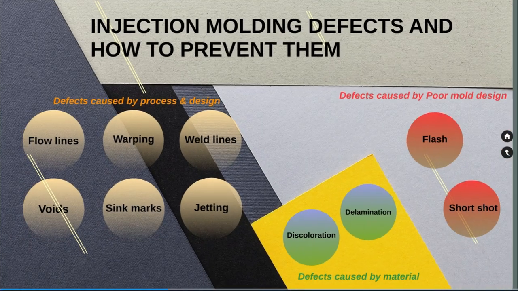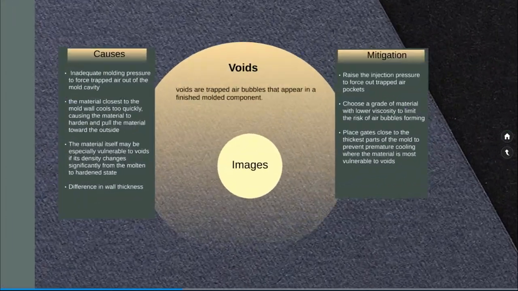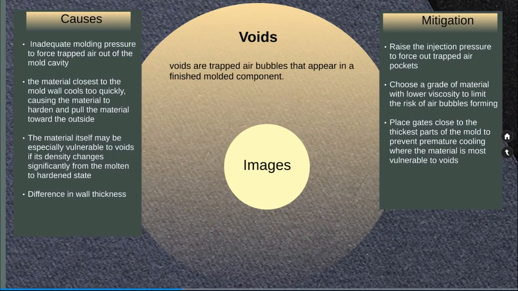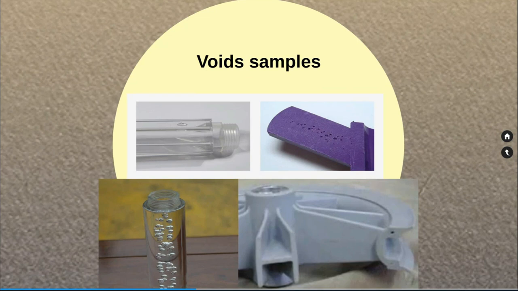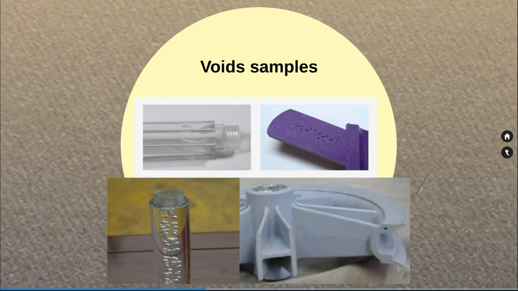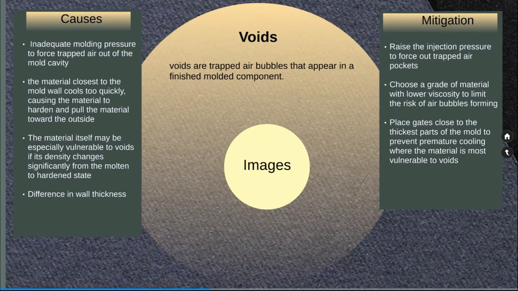Next is voids. The voids are trapped air bubbles that appear inside the finished molded component. You can see the images of void examples. You can see the plastic compounds with a lot of voids inside. The causes of voids are inadequate molding pressure to force trapped air out of the mold cavity.